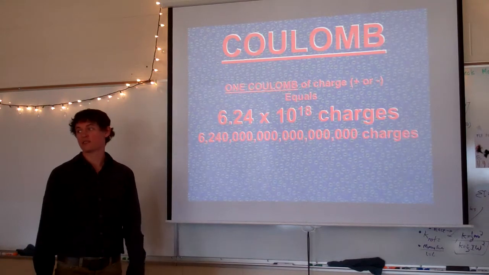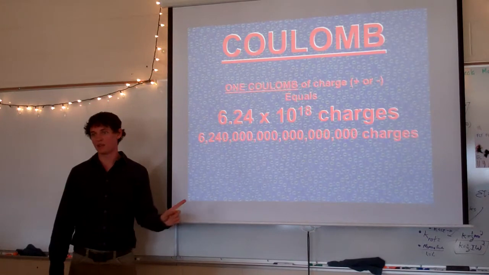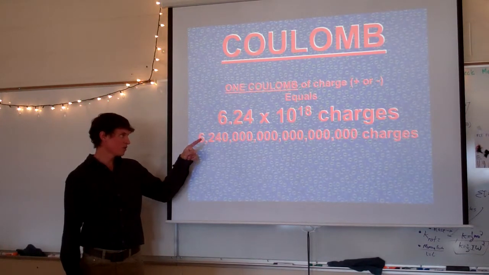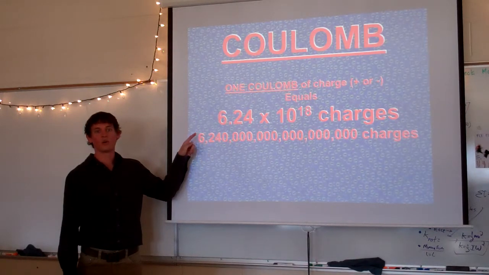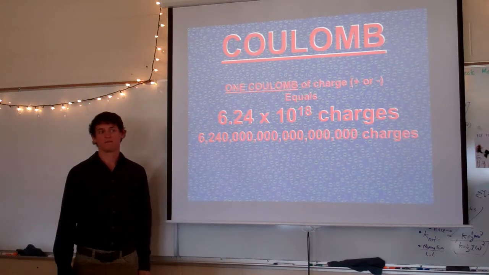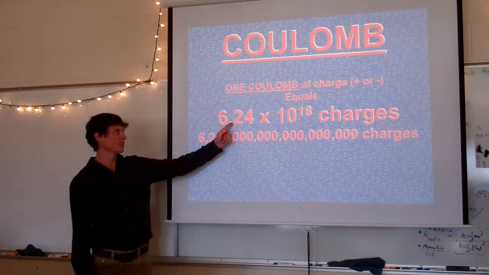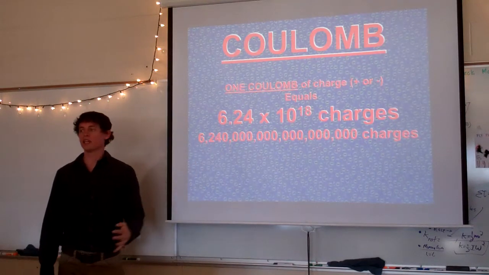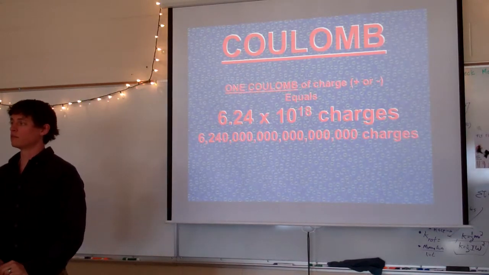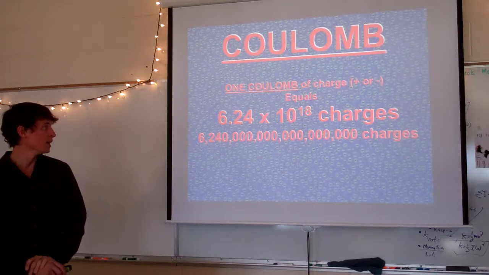Again, become friends with scientific notation. Not just school friends, hang out with it on the weekends too. Okay? It's 6.24 times 10 to the 18th, or you have to write out all of the zeros. Here's the abbreviated number. Now the unit for charge: we can have negative and positive charge, and we use the unit coulomb for either negatives or positives.